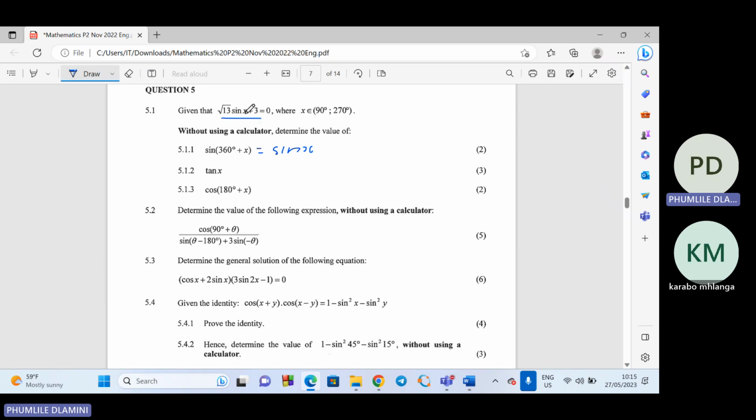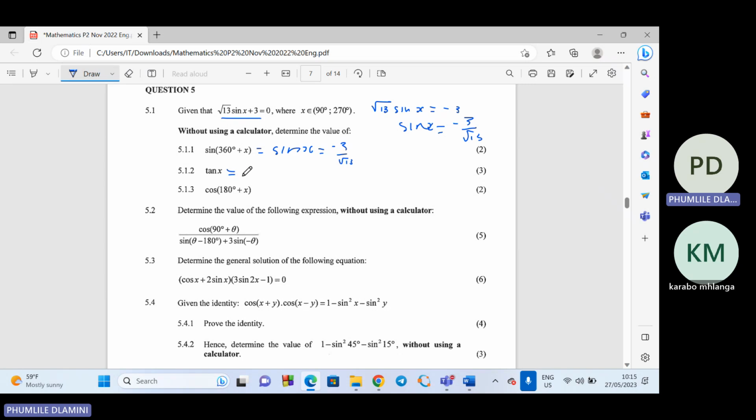The first thing that we're going to do, you will take out this 3 to the other side, ne? You're going to be left with sine x. You don't even hurry in mathematics. You're going to be left with sine x equals minus 3. You divide by square root of 13. Then your sine x equals minus 3 over square root of 13. You see that? So now they said sine of 360 plus x is sine x. What is sine x? Sine x equals negative 3 over square root of 13. You write it. You are done.